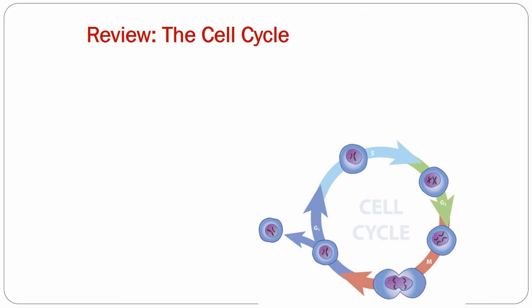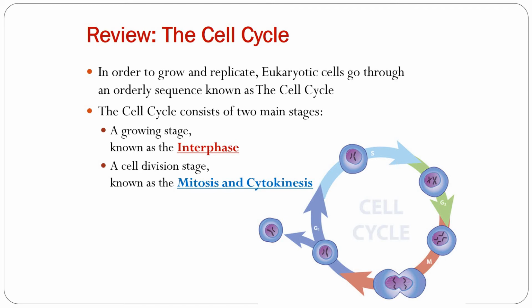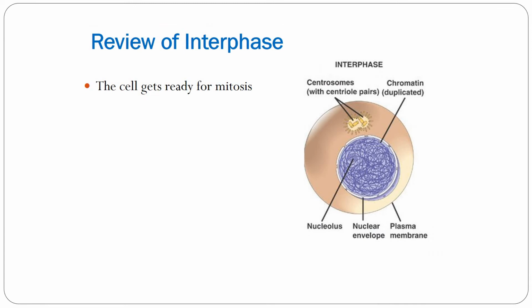Before we get into that, let's go back to what we looked at last time, where we looked at the cell cycle for eukaryotic cells that go through an orderly sequence known as a cell cycle that allows the cell to grow and replicate. Now, based on the diagram that we looked at yesterday, it's very similar to the one that we have today. We can see that the cell cycle consists of two main stages. One is called interphase, that's the growing stage, and then we have the division stage, which consists of mitosis and cytokinesis. For more references on that, make sure you go back to the last lesson and take a look, okay? Because we go a little bit more in depth on that.